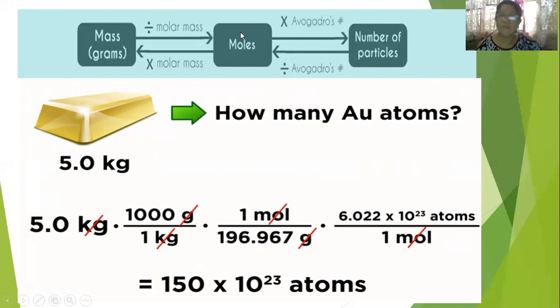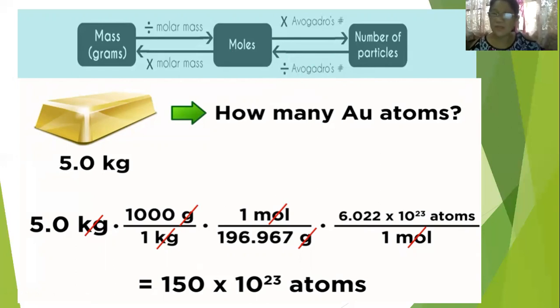Okay, so your given is mole. Look at the upper arrow, multiply it by Avogadro's number, and you will arrive at the number of atoms or molecules. The other way around, if the given is the number of atoms or molecules and you want to convert that into mole, use the lower arrow. Therefore, molecules into mole, divide by Avogadro's number.